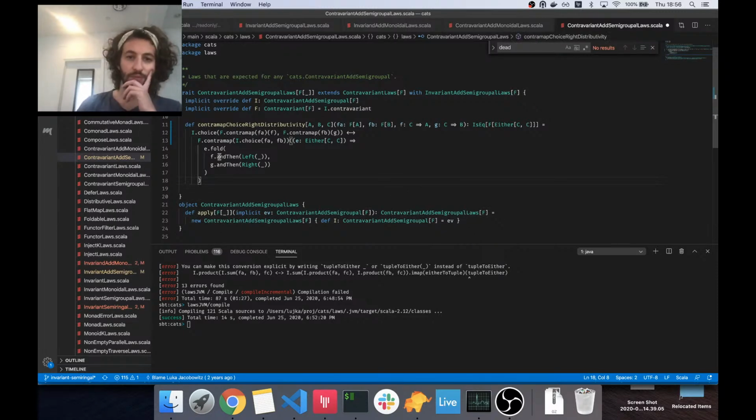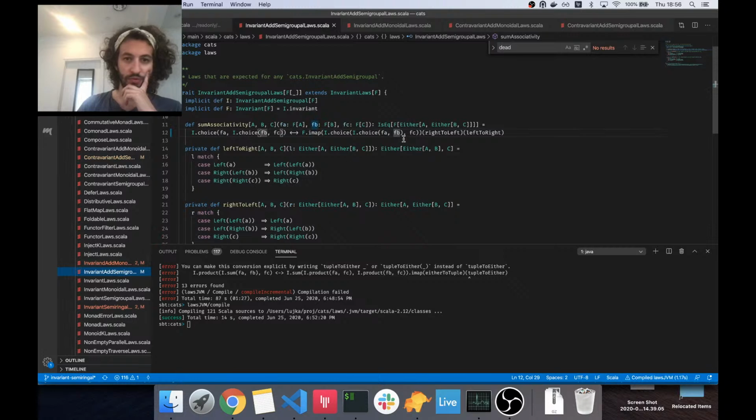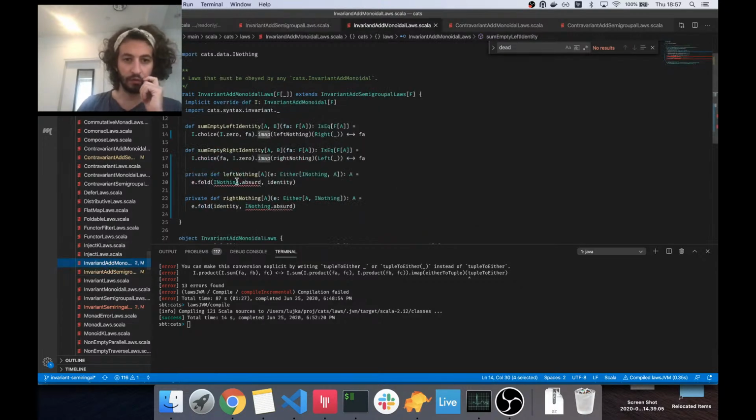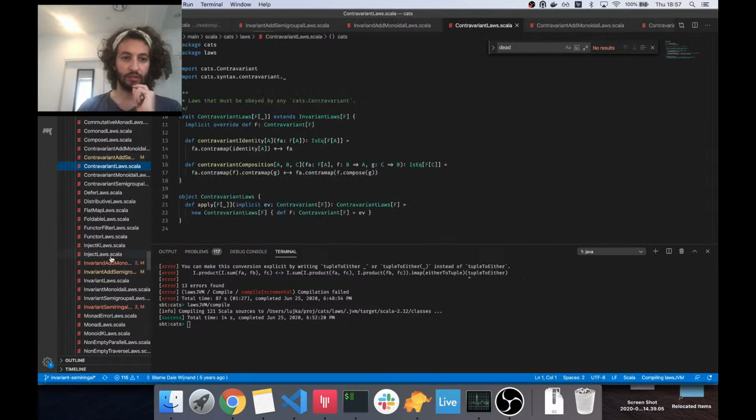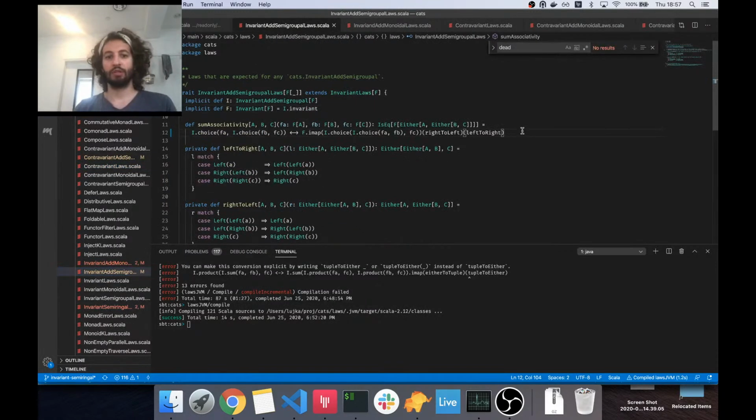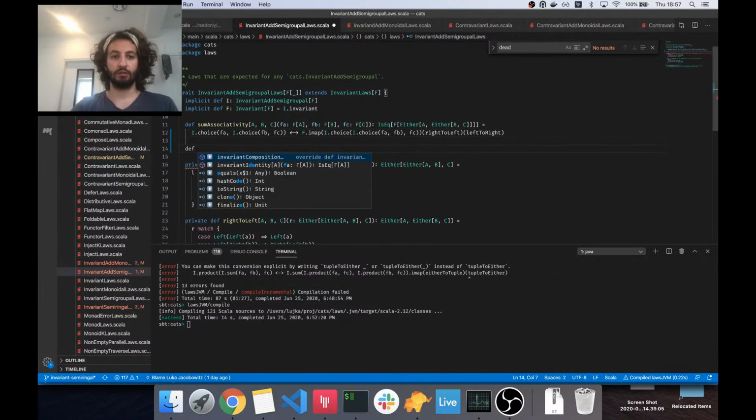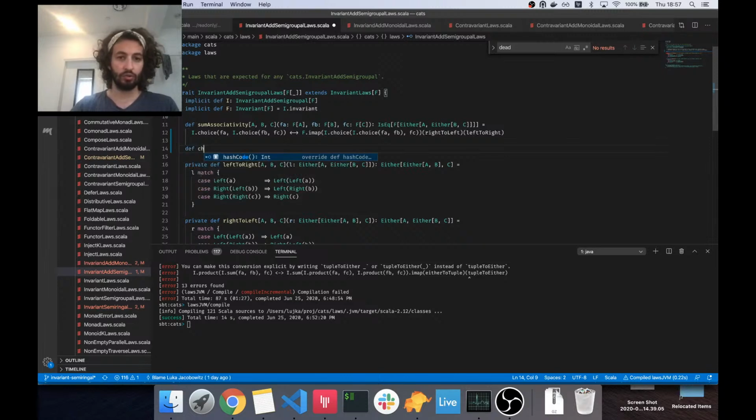Do we have those same laws for invariant semigroup though? So I think we should probably have them, if that even makes sense though. Maybe it doesn't. Okay, so just that. But yeah, let's try. I guess I need to rename all of these. Choice IMAP distribution.